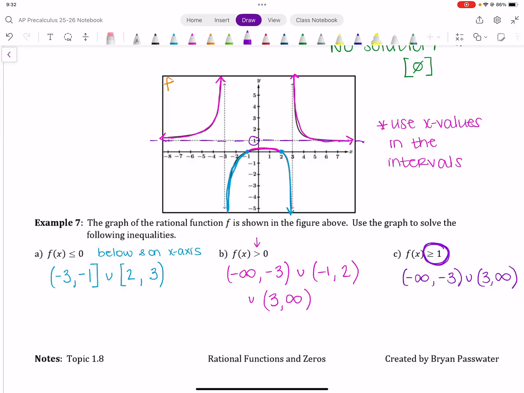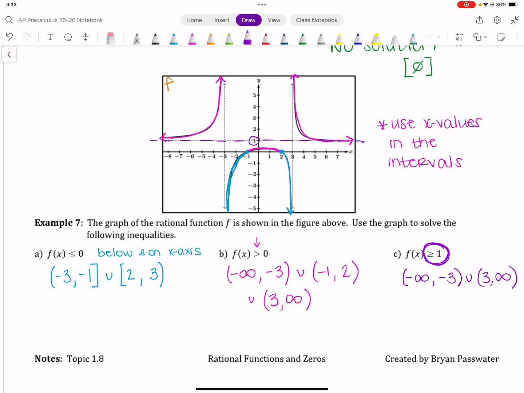And the reason we are using parentheses is because at negative 3 and 3, we have vertical asymptotes, which we will never touch or cross. So we will never actually get to that asymptote and be equal to 3. And also because 1 is a horizontal asymptote, we will never actually reach 1, which is why this whole thing is using parentheses.